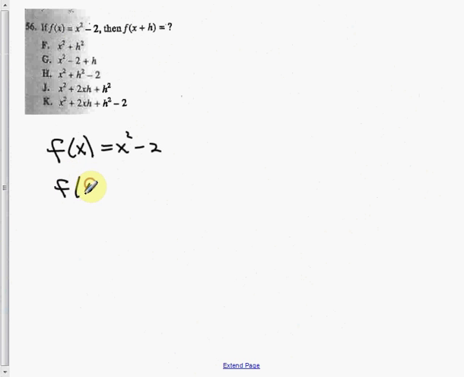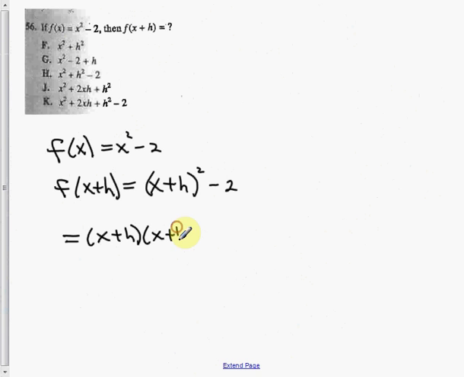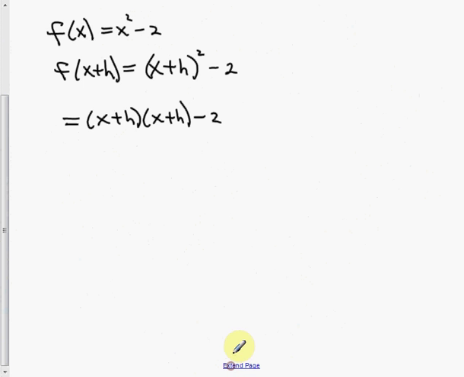So now f of x plus h simply means wherever you see x, you write in parentheses x plus h. So this becomes x plus h, squared, minus 2. Use your algebra to simplify that. So here, this is x plus h times x plus h, minus 2. You just FOIL that out. First times first is x squared. Outer times outer is plus xh. Inner times inner is plus hx, or xh, same thing. Then last times last is plus h squared.